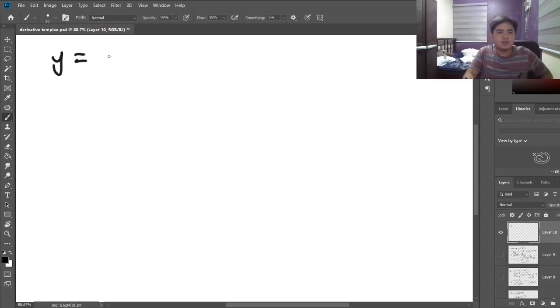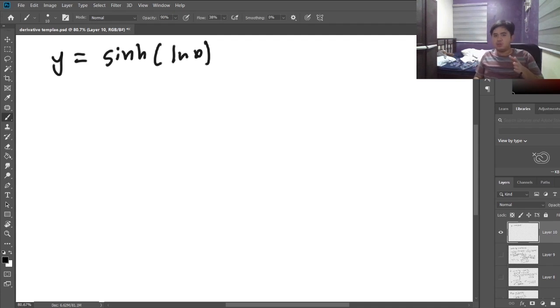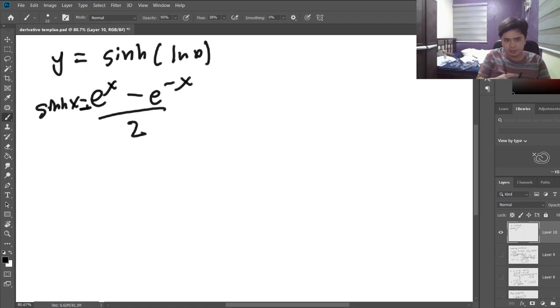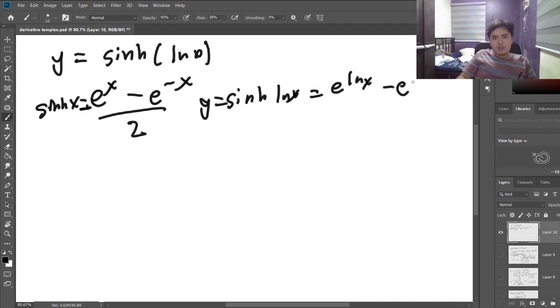Y is equals to sinh of ln x. Now, before you do your chain rule situation, which you can absolutely do, let's do something more interesting here. We know sinh of x is e to the x minus e to the -x over 2, right? So let's put ln x in the input. So sinh ln x, so y is equals to sinh ln x is equals to e to the ln x minus e to the -ln x over 2.